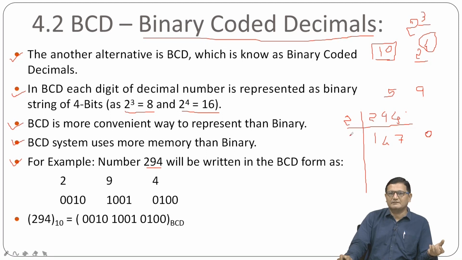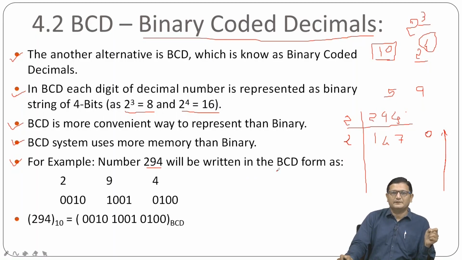Again we divide this number 147 by 2, and we go ahead, and whatever remainders are there, we write all the remainders in this way. That is how the number gets converted into binary. If you collect all the remainders until the number becomes 0, that is called the binary. But here we are not talking about binary.